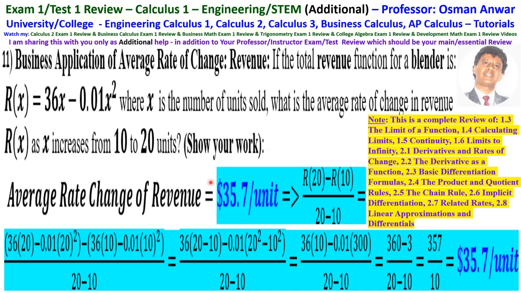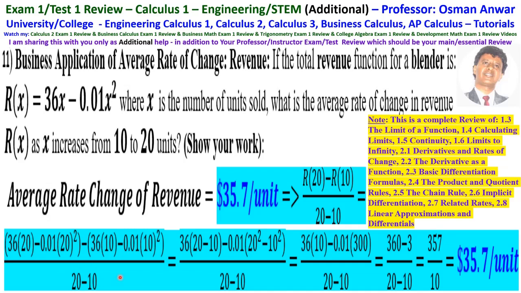Then the average rate of change is y2 minus y1 over x2 minus x1. Then y2 is r of x2, y1 is r of x1, which is r of 20 minus r of 10. Then x2 minus x1 is 20 minus 10. Then simply evaluate r at 20 and 10. So that is 36 times 20 minus 0.01 times 20 squared minus 36 times 10 minus 0.01 times 10 squared, over 20 minus 10.